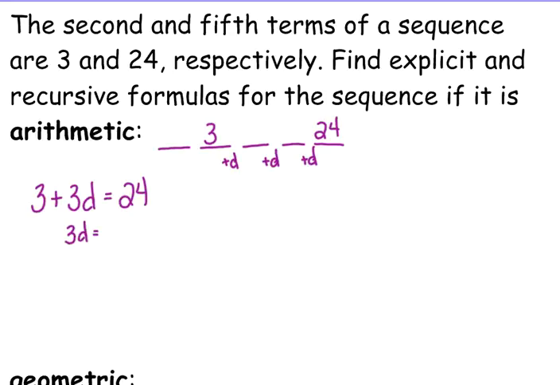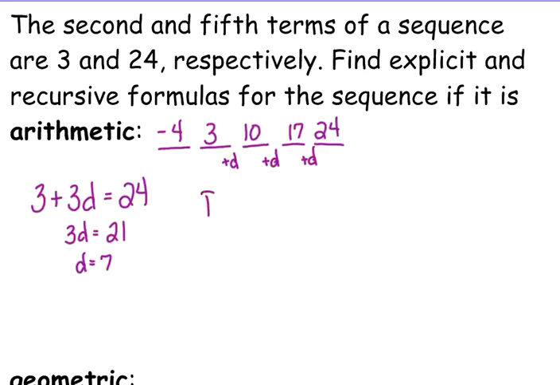So that would mean if I'm solving this that d equals 7. I can confirm that. It's probably a good idea to confirm that. If I add 7, I get 10, and then 17, and then 24. So then I can figure out my first term, which is what I need to write my equations, by subtracting it. Nope, that would not be negative 7. That would be negative 4. Trying to talk and write too much at the same time. 3 minus 7 is negative 4.